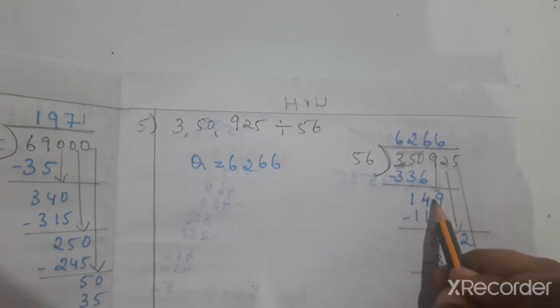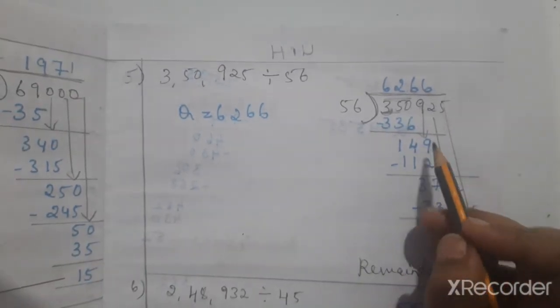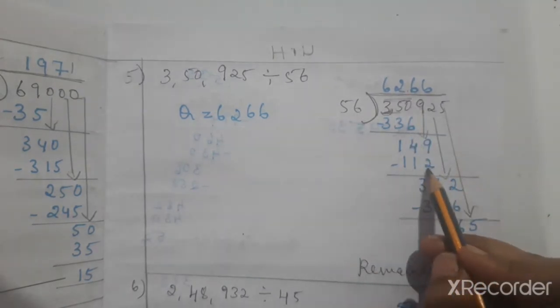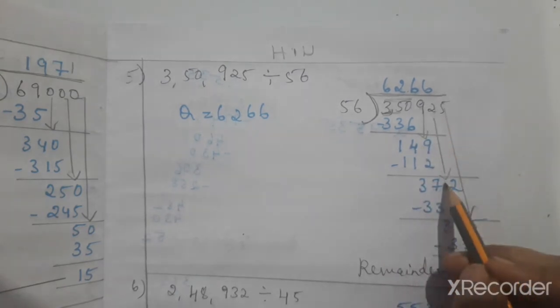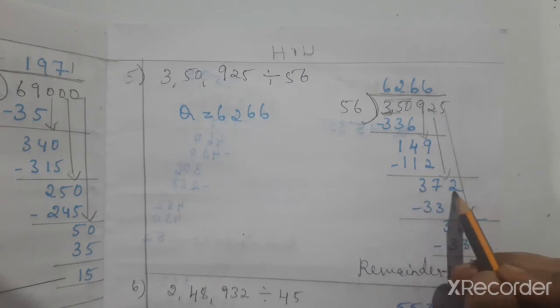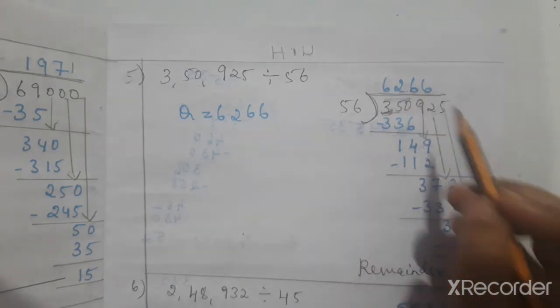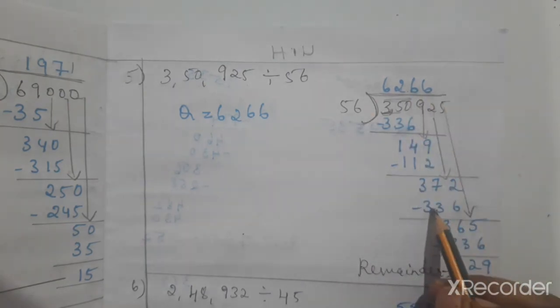Then bring down one number, that is 9. Now 149. How much is 56 nearest to 149? 56 times 3 is greater than this number, so 56 times 2, that is 112. Now subtract these two, you get 37. Then bring down one number, that is 2. Now 372. 56 times 6 is nearest, since 56 times 7 is greater than 372. So the nearest is 56 times 6, which is 336.